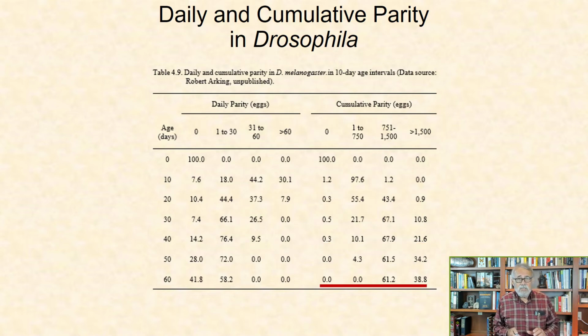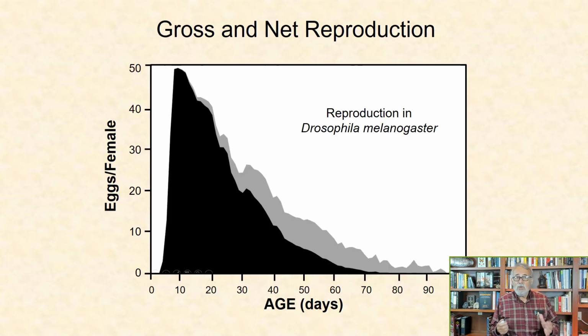By age 60 days, there are no females still alive that have produced 750 eggs or fewer. Over 60% have produced a total of 751 to 1500 eggs, and the remaining nearly 40% had produced over 1500 eggs. Now let's look at these data graphically.